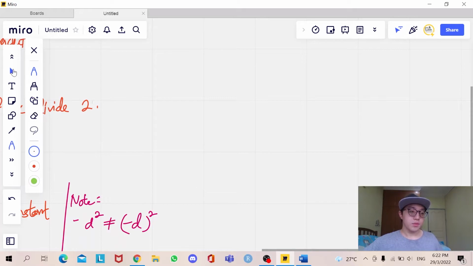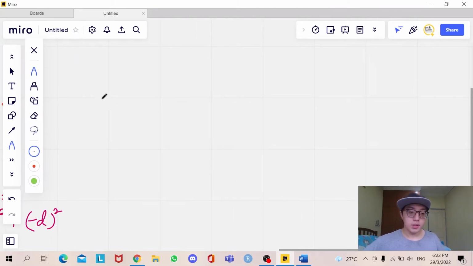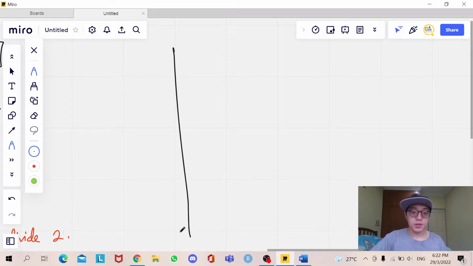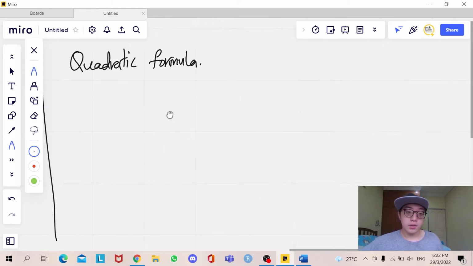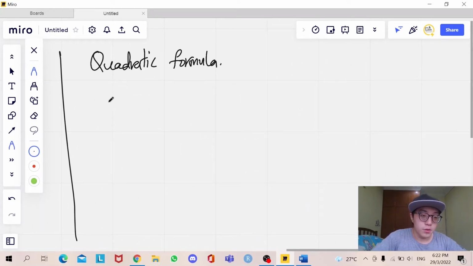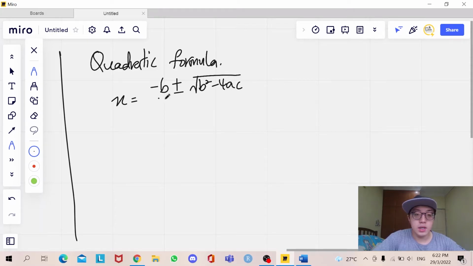So the next part I'm going to talk about is the quadratic formula. The next one is to solve using the quadratic formula. If you search online, you can probably get that the quadratic formula is given by x is equal to negative b plus minus square root of b squared minus 4ac, divided by 2a. This is not something easy to memorize.